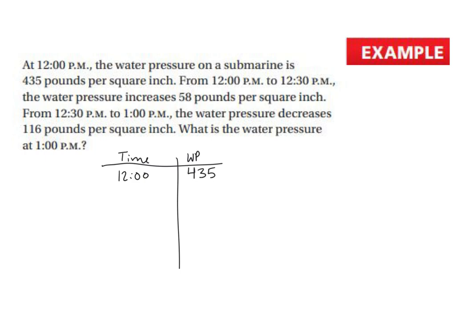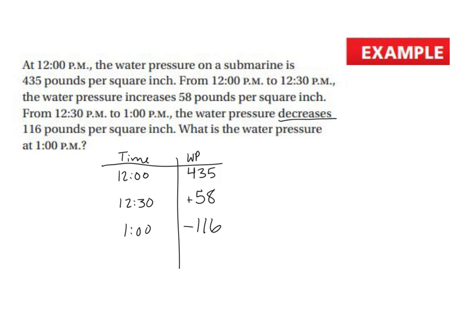From 12 to 12:30, we can see that the water pressure increases. So we're going to put a plus sign by 58 pounds per square inch. From 12:30 to 1 p.m., the water pressure decreases. So decreases would be decrease or subtract by 116 pounds. What is the water pressure at 1 o'clock p.m.?